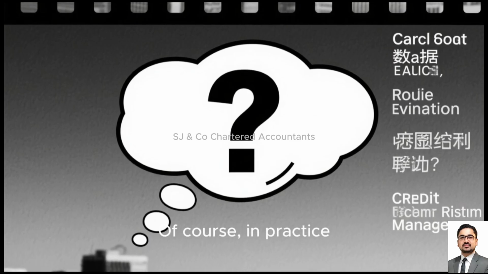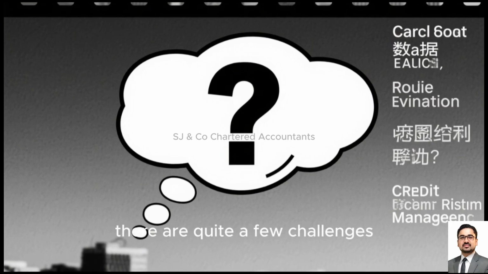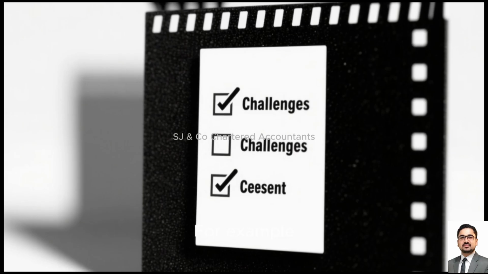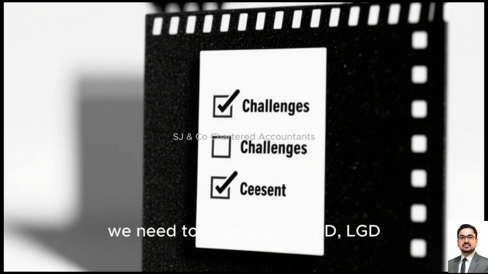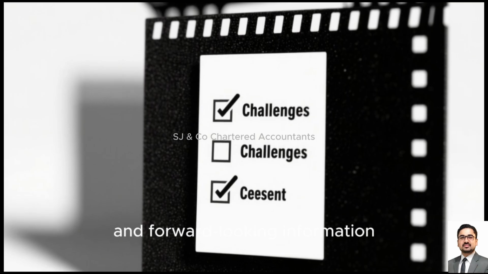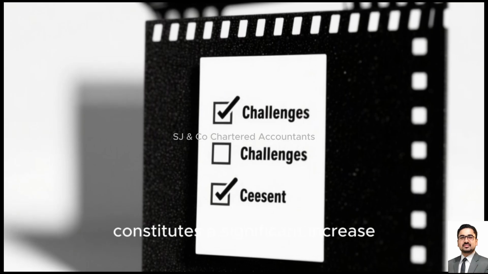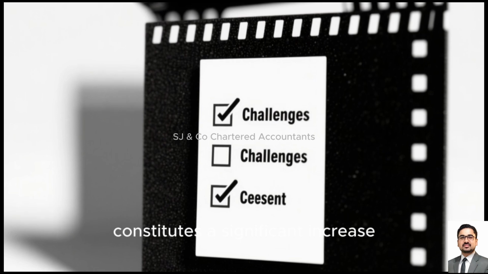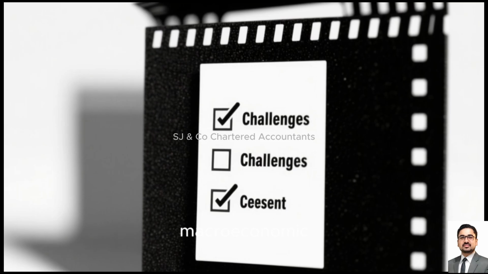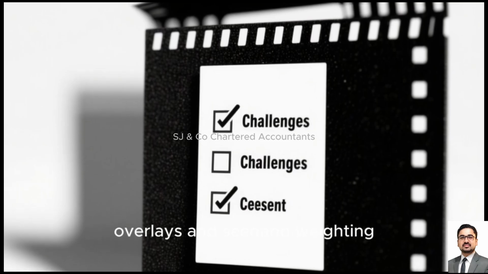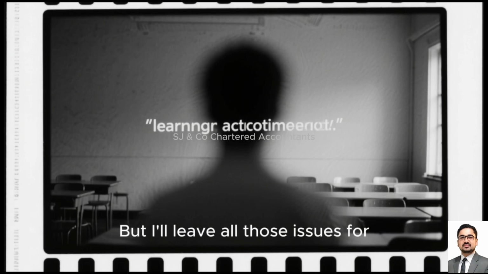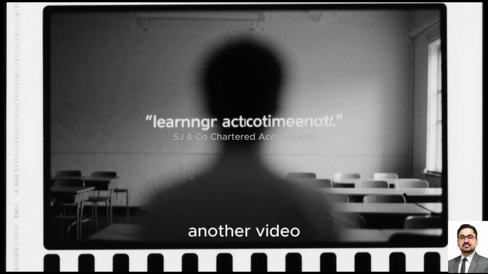Of course, in practice, there are quite a few challenges and areas where judgment is required. For example, we need to have data on PD, LGD, and forward-looking information. We also need to decide what constitutes a significant increase in credit risk. There's also the issue of macroeconomic overlays and scenario weighting, not to mention model governance and audit scrutiny. But I'll leave all those issues for another video.